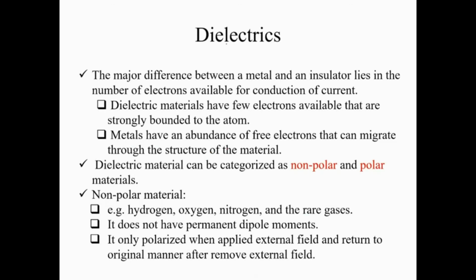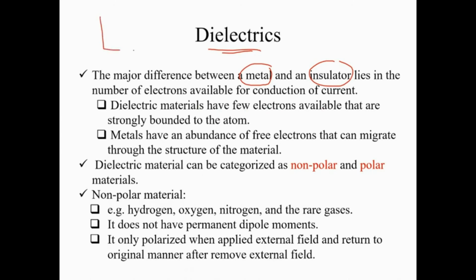What are dielectrics? The major difference between the metals, which are the conductors, and the insulators, the dielectrics, lies in the number of electrons available for conduction of currents. Dielectric materials have few electrons available that are strongly bound to the atom.